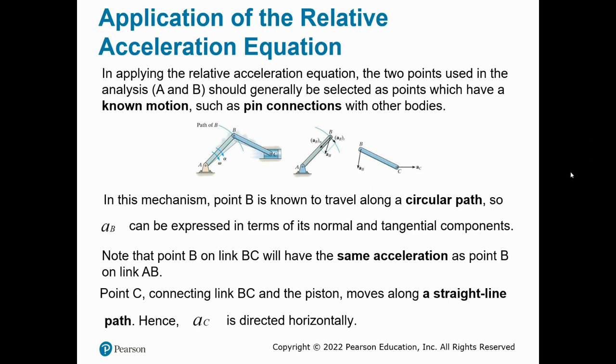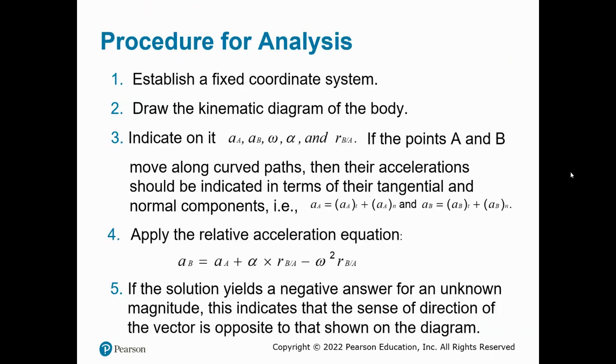Another thing is that point C has a piston motion, and it can only move along the direction of the piston. That means it moves along a straight line for that piston. So that means a_C is directly horizontal.